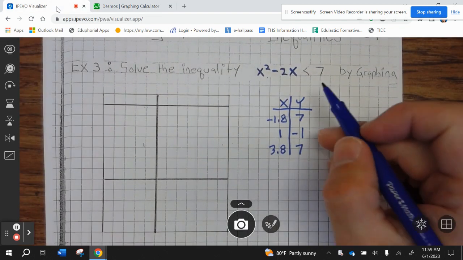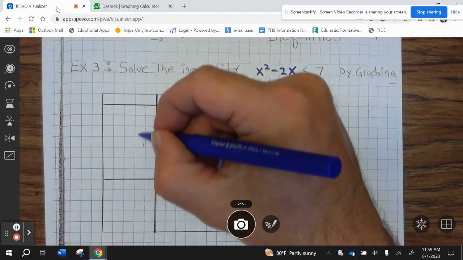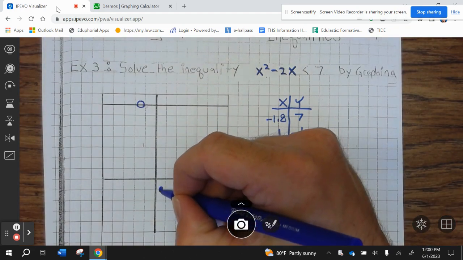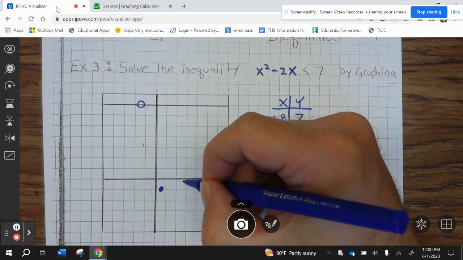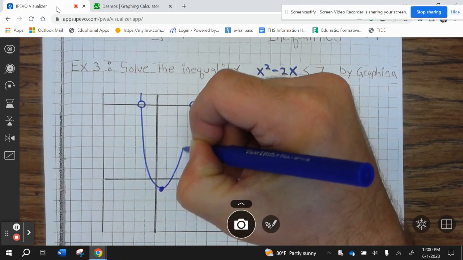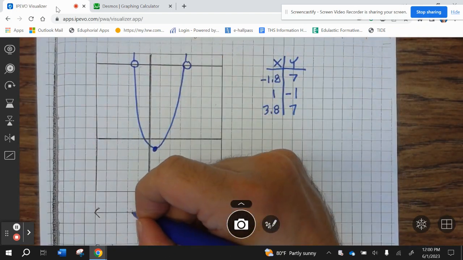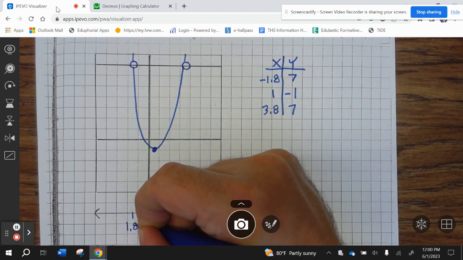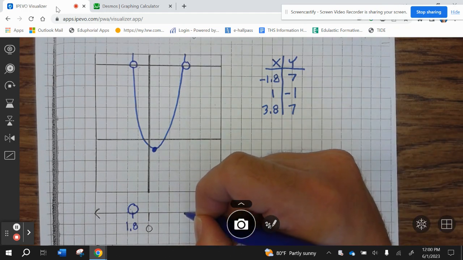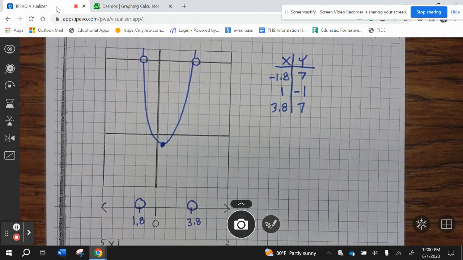All right. Now, there's no line underneath, so they're going to be open circles. So negative 1.8, which is about here, 7. 1, negative 1 is right here. 3.8, 7 is right here. Connecting that, negative 1.8 is right here, open circle. 3.8, open circle. Now it wants to know when it's less than.